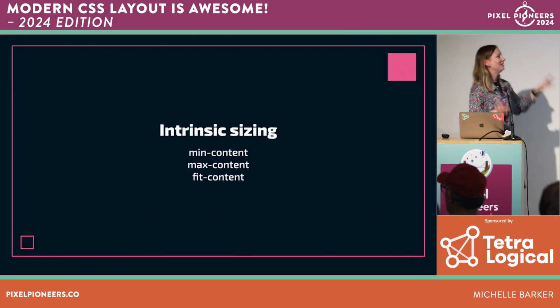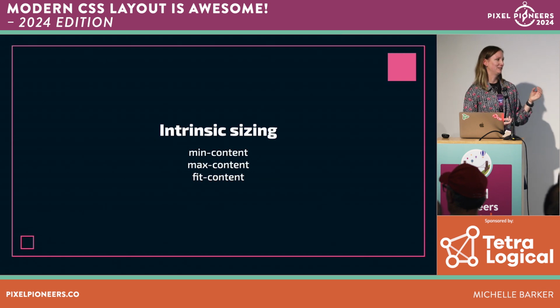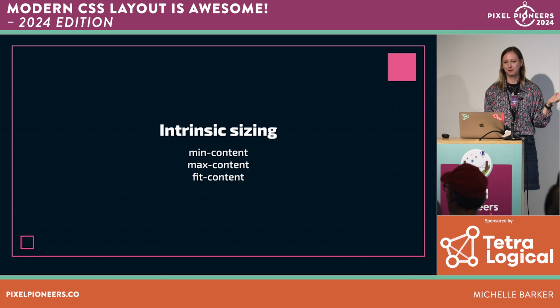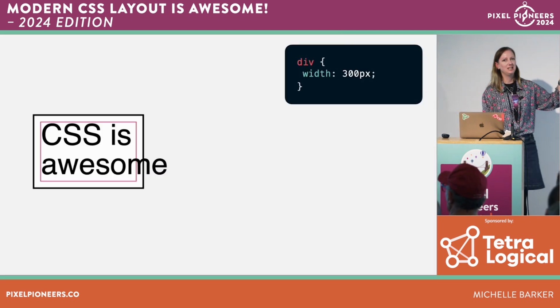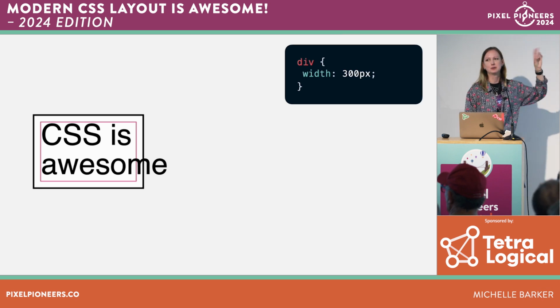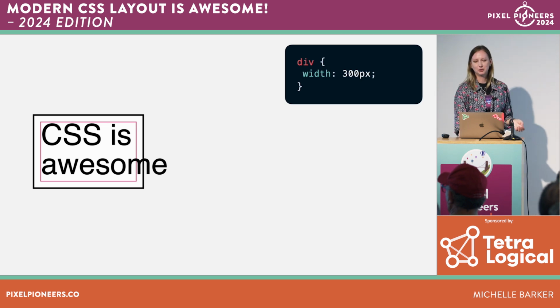Okay, we also have some keywords for intrinsic sizing, so sizing elements relative to the content. We have min-content, max-content, and fit-content. Doing something like hard coding a width of, say, 300 pixels is usually a pretty bad idea when we don't know what the content is going to be, and we get overflow like this. So we probably don't want to do that too often.